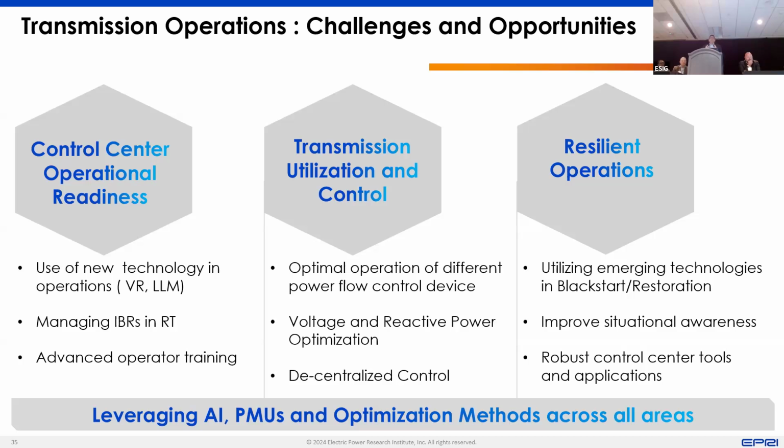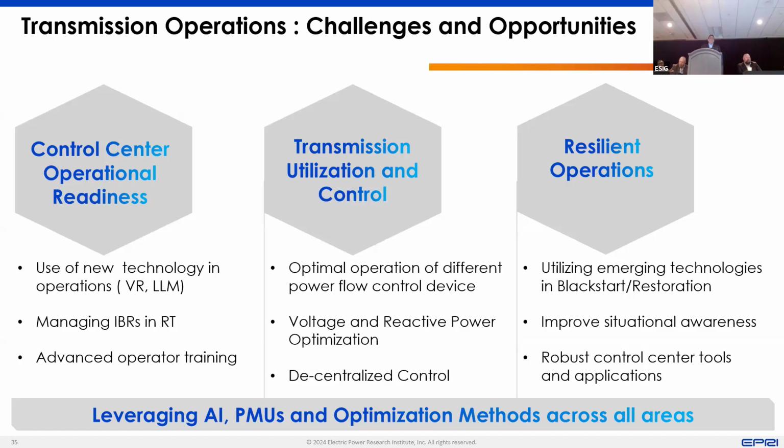From an opportunities perspective, there is AI, especially generative AI, which is becoming more and more disruptive. So how can we use that in the control center, not replacing an operator, but helping the operator make better decisions? That's one area of opportunity. Data: there is a lot of good quality data coming through PMUs, new sensors, and other devices. So how can we leverage that data to inform operators?